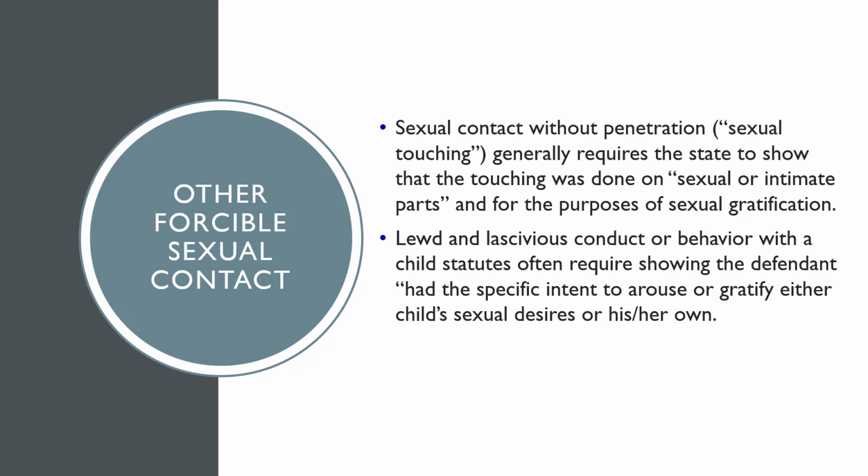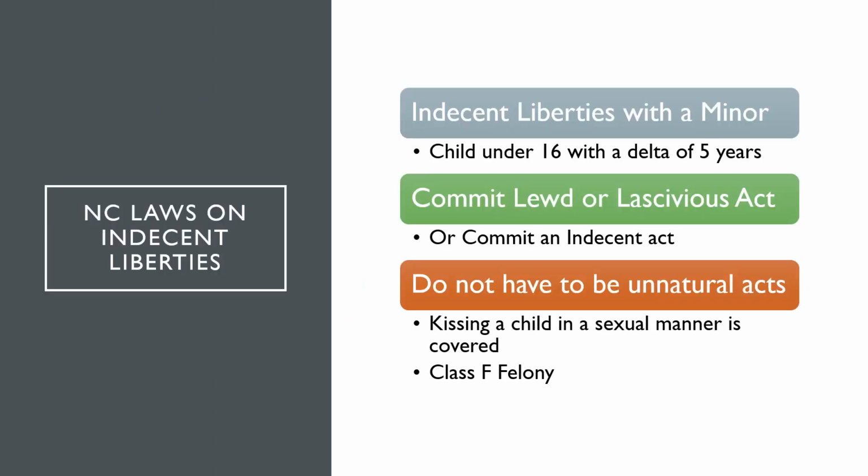Let's look at North Carolina law to make that a little clearer. We have indecent liberty with a child, where you have some sort of sexualized conduct with the child, and there is a difference in age of at least 5 years. If you commit a lewd or lascivious act, and it does not have to be an unnatural act. Kissing a child in a sexual manner is covered under lewd and lascivious. It's indecent liberties with a minor. And it's a Class F felony, so you're looking at, conceivably, depending upon past criminal acts, a couple of years in prison.